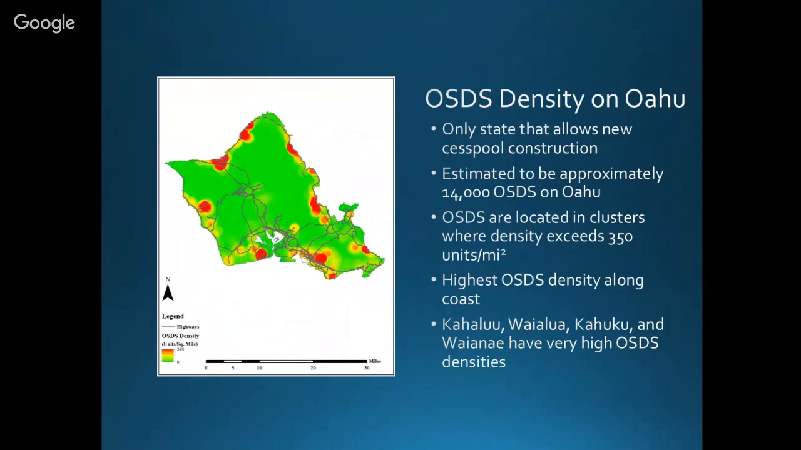There are estimated to be 14,000 on-site disposal systems just on Oahu, with a very high density of these systems, with some areas containing 350 in a single square mile. The highest density of these systems are along the coast. As you can see from this image, the areas in red are areas where there's a high density of these systems. And Kahalu'u is a very OSDS dense area. It's within the Kaneohe watershed and is a main focus area of our study.